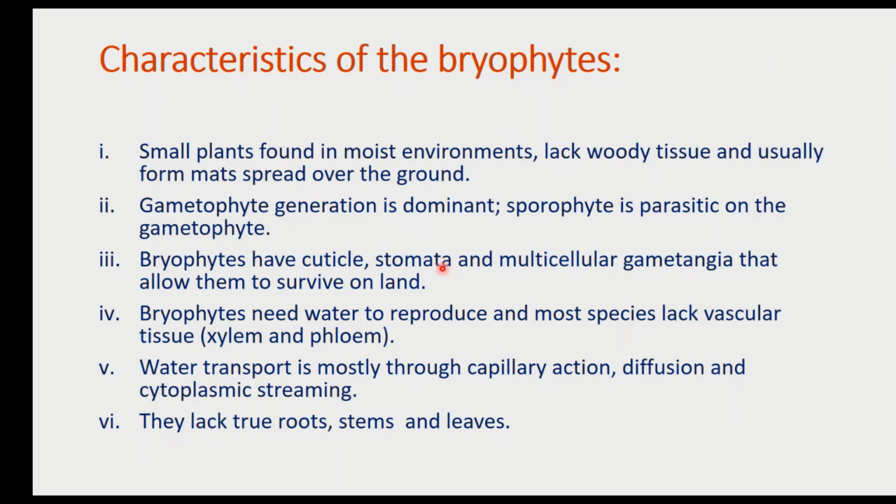Vascular tissue, which is phloem and xylem, allows for efficient transport of water and nutrients. As a result, they are generally small and limited in height. These are the disadvantages. Another disadvantage is their water dependence, which is highly important for reproduction, requiring a film of water for sperm to swim to eggs, limiting their colonization of dry habitats.